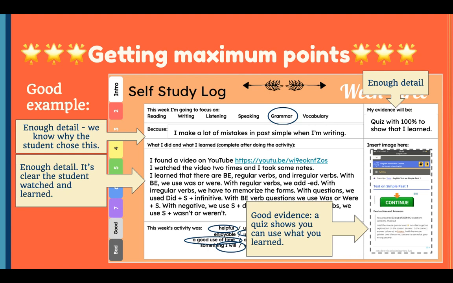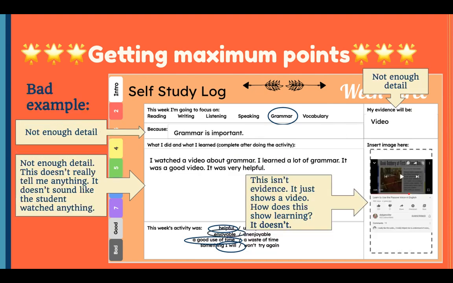On the top right, the evidence says, quiz with 100% to show that I learned. That's enough detail. And the evidence is a screenshot of a quiz. That's good evidence. A quiz shows that the student can learn what they used.